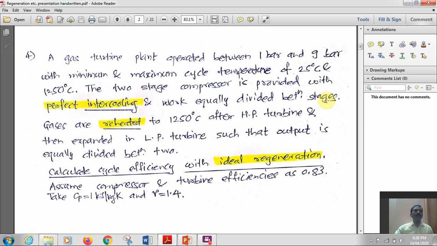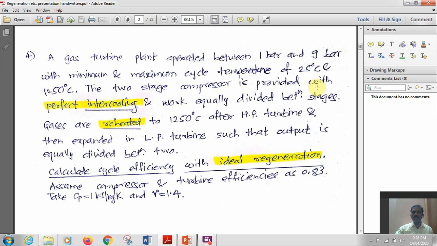Now if I go for a numerical. A gas turbine plant operated between 1 bar and 9 bar with minimum and maximum cycle temperature of 25 degrees Celsius and 1250 degrees Celsius. So what is given here? P1, low pressure, or P minimum, you can take 1 bar, P2 is equal to 9 bar. Minimum temperature is 25 degrees Celsius, maximum temperature is 1250 degrees Celsius.